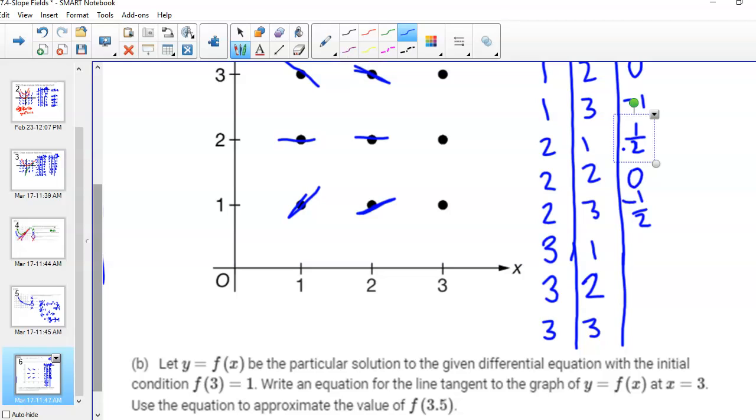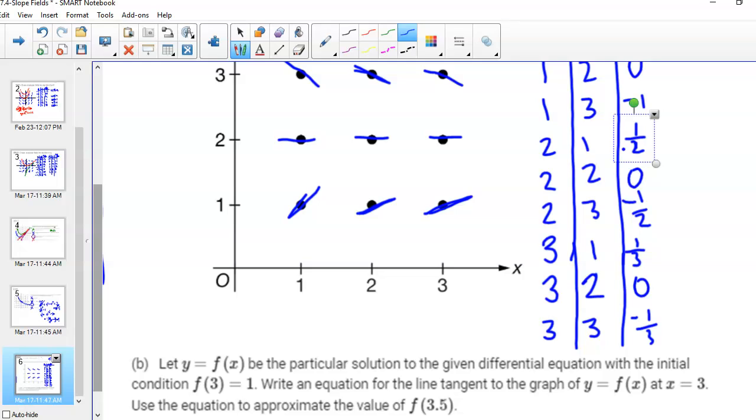For 3, 1, we'd have 2 minus 1 over 3, which would give us a slope of 1/3. It's going to be a little less steep than that 1/2. At 3, 2, we'd have 2 minus 2 over 3, which would be 0. Again, you're seeing right there, everywhere where that y coordinate is 2, we're getting 0 for our slope. And then at 3, 3, we'd have 2 minus 3 over 3, which would give us negative 1/3. So we'd have a slope of negative 1/3 here.